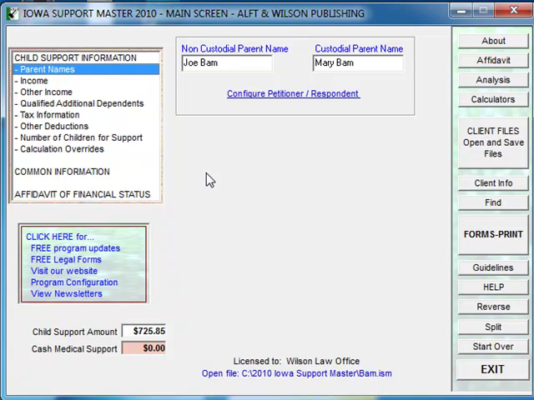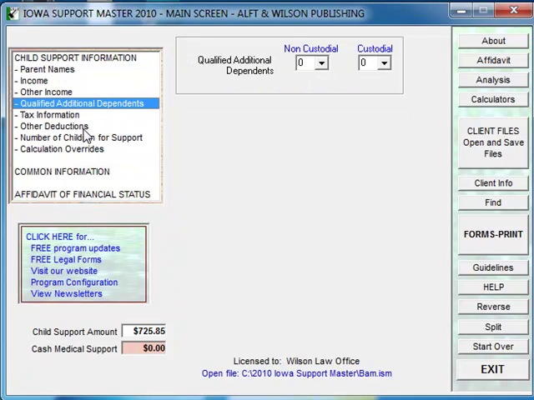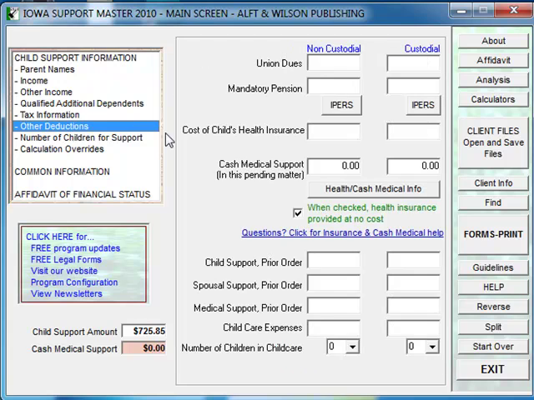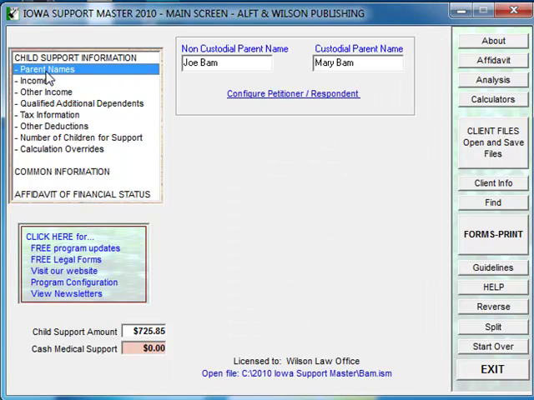Well, the first thing you have to do is run the numbers to see what the support would be. You do not enter a qualified additional dependent. You don't enter in a child support from prior order because these are the children he's actually paying the support for. So you run the numbers first. He said he's been paying $1,000 per month. In running the numbers, it shows that Joe's child support obligation would be $725.85. If it was $1,000 a month before, and now it's $725.85, then Joe has met the 10% threshold to seek a modification of the support amount.